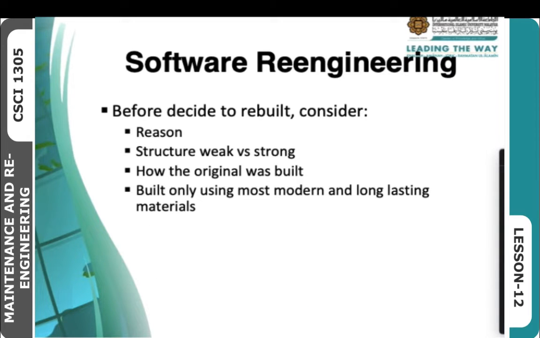Alright, so then let's see software engineering. Before you start to rebuild, these are the 4 things that you have to consider. First is the reason for you to rebuild. Structure of the existing system: is it weak or strong? How the original was built: built only using the most modern and long-lasting materials. So these are the 4 things that you have to consider before you decide to rebuild.